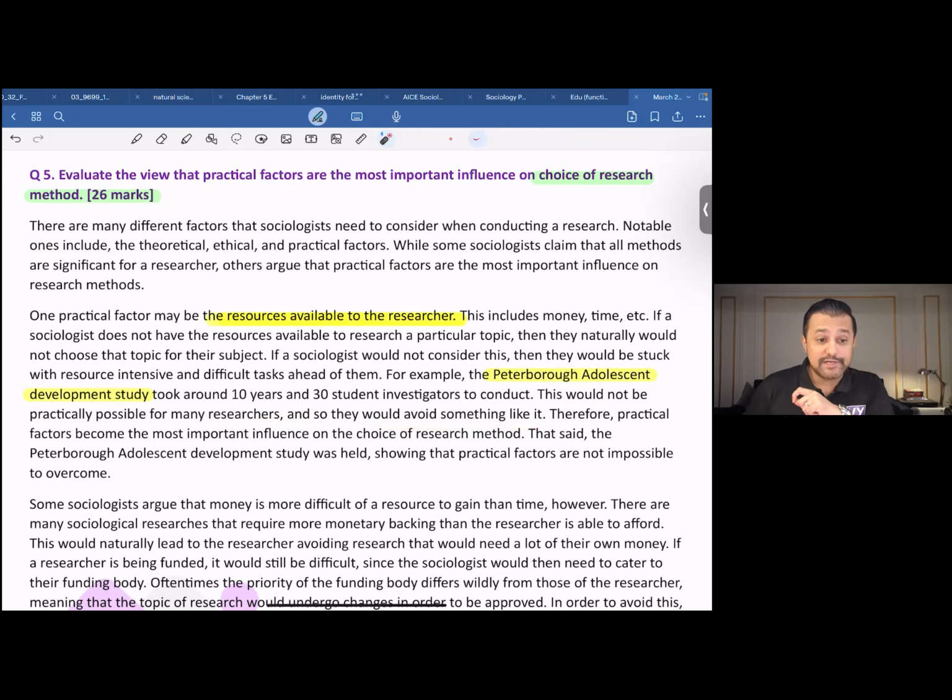Therefore, practical factors become the most important influence on the choice of research method. That said, the Peterborough adolescent study shows that practical factors are not impossible to overcome. Now, write down that we understand this might be the most important factor, which is a practical factor. Nonetheless, it's not something that you cannot overcome.